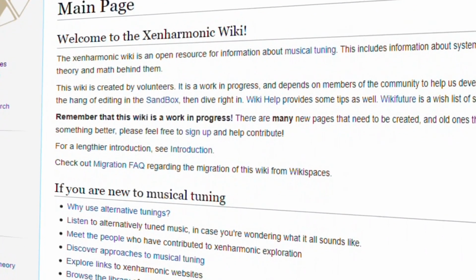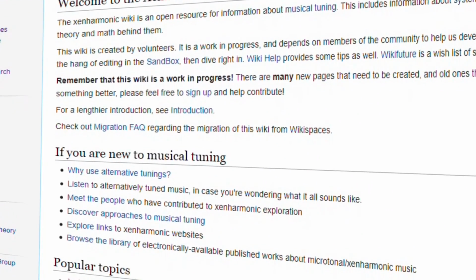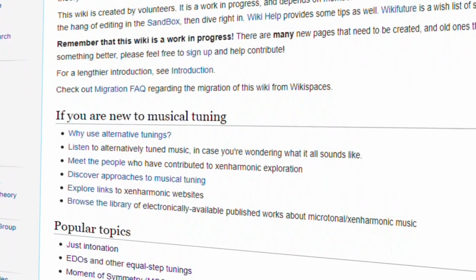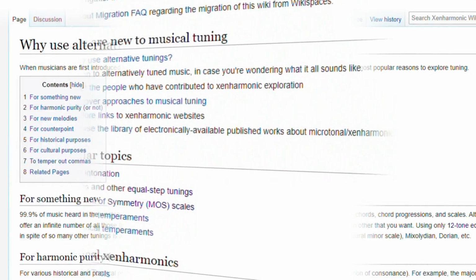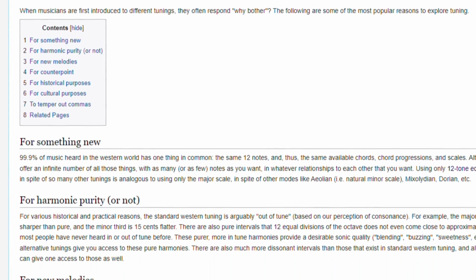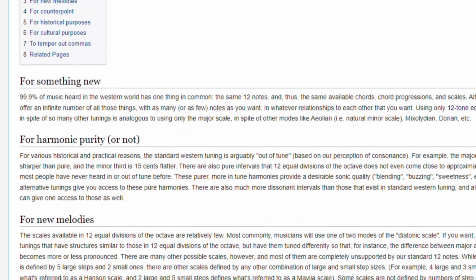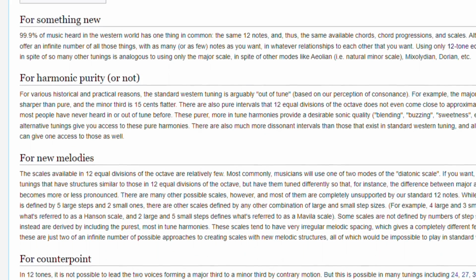There's a section here on the homepage titled, If You're New to Musical Tuning, and the first link is, Why Use Alternative Tunings? This should be safe. And yeah, this is way easier to approach. So let's see the 7 main reasons people might explore alternative tuning.